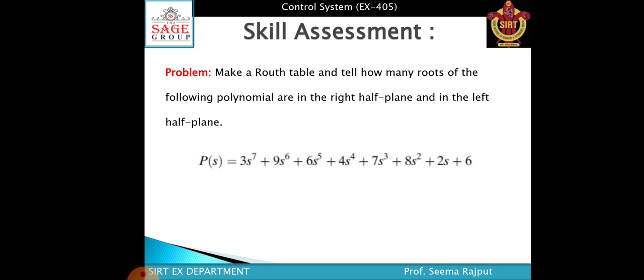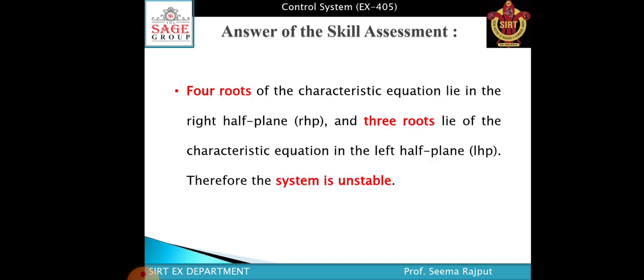Now I will give the answer of this assignment and you have to solve this also. So four roots of the characteristic equation lie in the right half plane and three roots of the characteristic equation lie in the left half plane. Therefore the system is unstable.